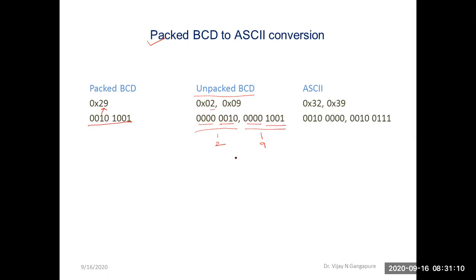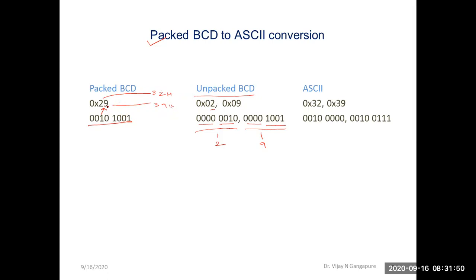Now, to convert this packed BCD number to ASCII code, we have to convert the ASCII code of 2 and then the ASCII code of 9. ASCII code of 2 is 32H or 0x32, and ASCII code of 9 is 39H or 0x39. So if I give the program the packed BCD number 29 as input, I should get 32 and 39 as the ASCII codes.